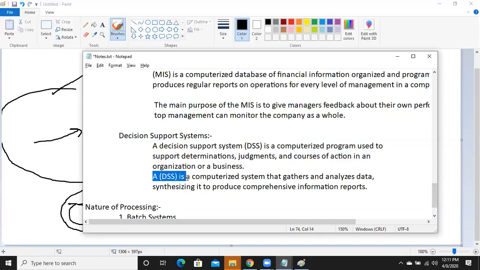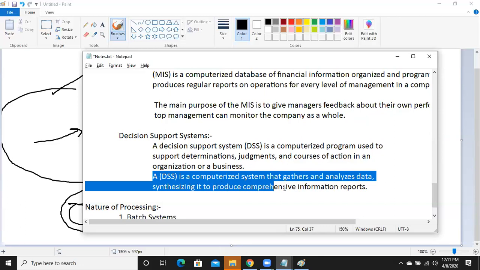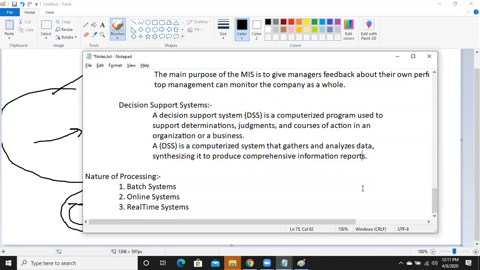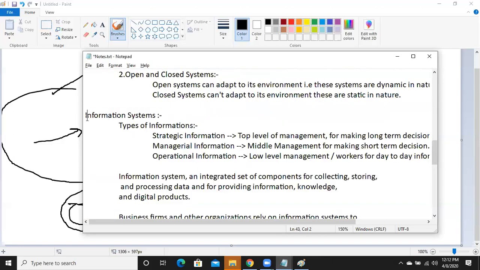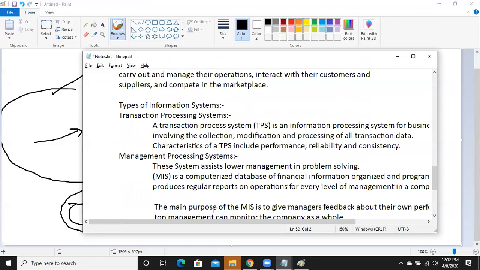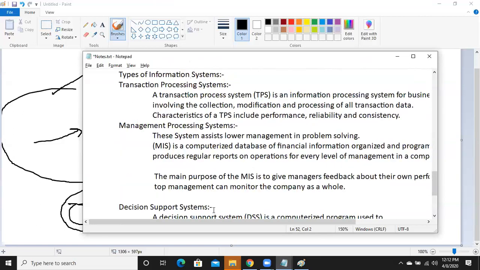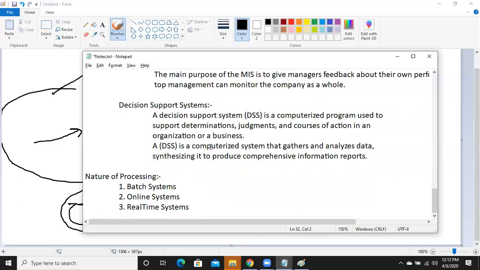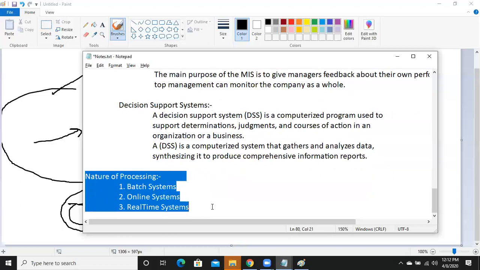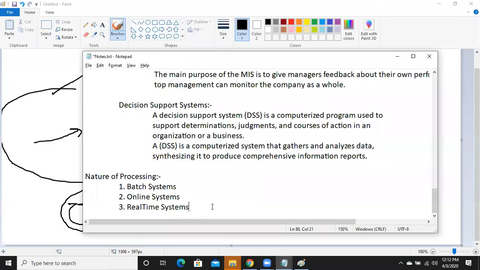So our decision support system is a computerized system that gathers, analyzes data, and synthesizes it to produce comprehensive information reports. Okay, so this is all about the information processing system. We have discussed what is information, what are the types of information, what are information systems, right? We have three kinds of information system: transaction processing system, TPS, management processing system, management information system, we can say MIS, decision support system, we can say DSS. Okay, now moving towards our next topic, which is the nature of processing.